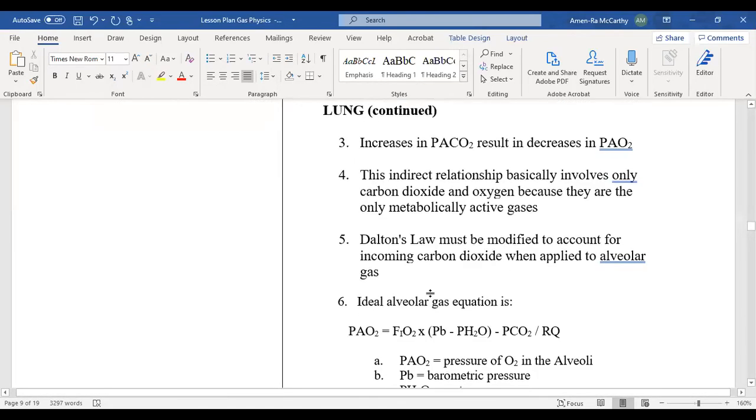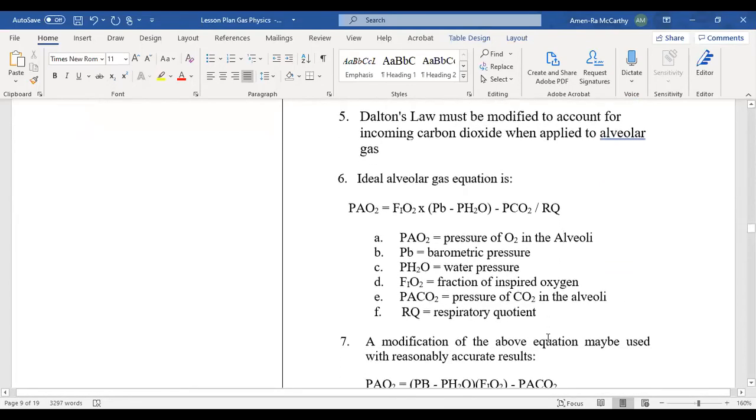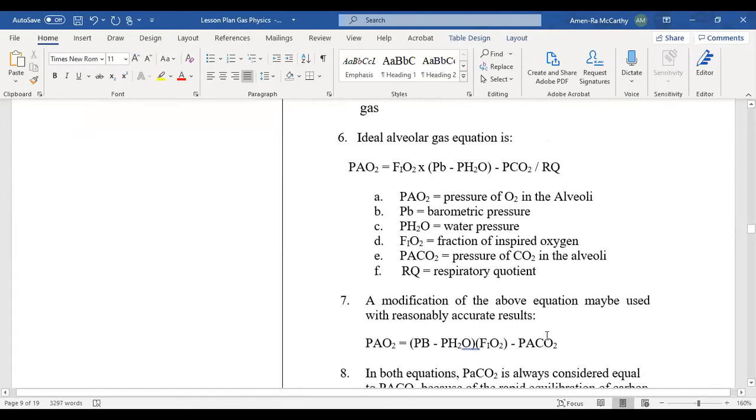All right. So what they're saying here is Dalton's law must be modified in order to account for that CO2. We got to get him out. We already got the water vapor out. Now we got to keep CO2 out if we just want to know the goal, right? We're looking for just the oxygen, right? So then we do that. We subtract the PCO2 over the RQ. And right here, they're just saying sometimes some physicians will leave off the RQ altogether, and that's considered to be the modified alveolar gas equation.